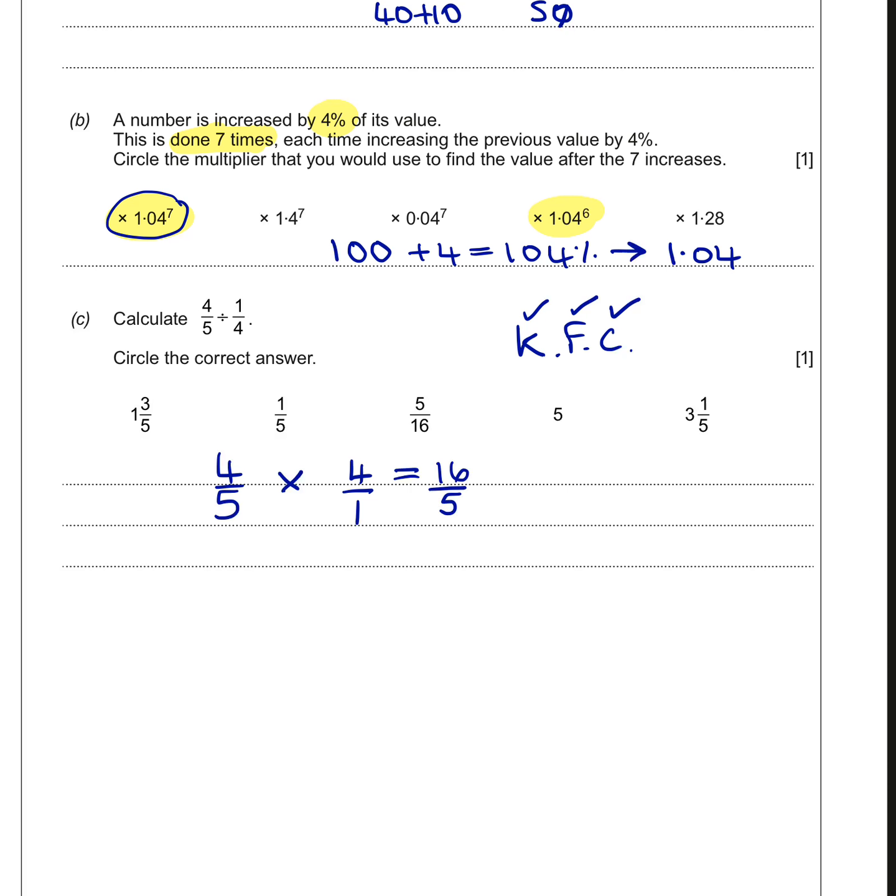I don't have 16 over 5 as an option. None of these are going to give me the right answer until I realise I can change this into a mixed number by saying how many 5s are in 16 and what's left over. Then I can see which one I'm looking for.